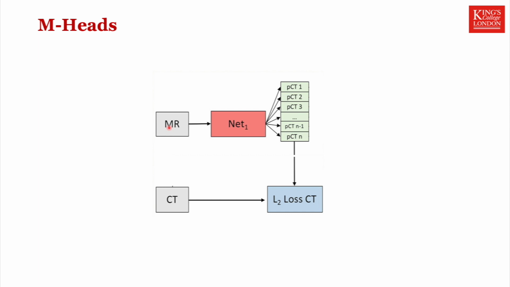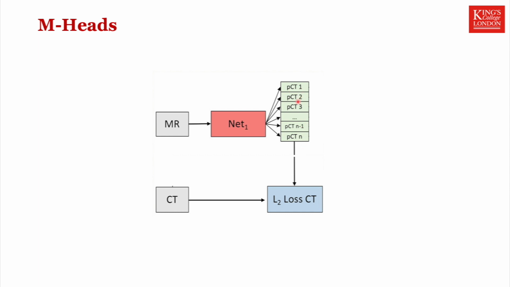And the way that you would do this, you train a network that makes multiple predictions. So this becomes an n-task network. This network here has n heads or m heads. And for each one of these heads, we're going to calculate the L2 loss between each head and the CT. If you were to calculate the L2 loss for all of them, obviously they will all end up converging to the same result because they all receive exactly the same gradients.